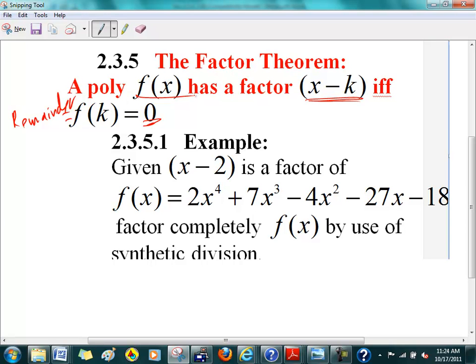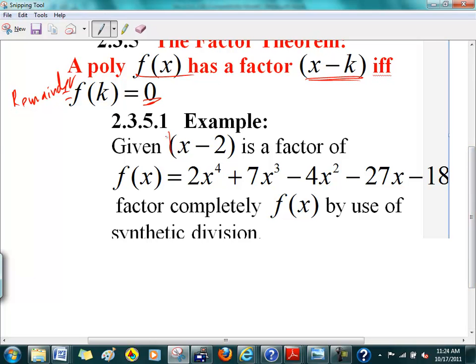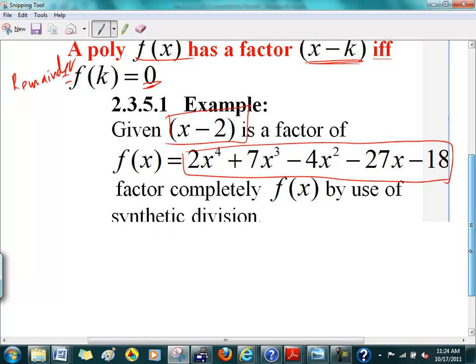Does everyone understand what a factor means? It means that if you divide something into the starting function, and the remainder is 0, then what you're dividing by, i.e. your divisor, is a factor. So right here they give you that x minus 2 is a factor. Which means that if you divide this polynomial by x minus 2, then your remainder should be 0.